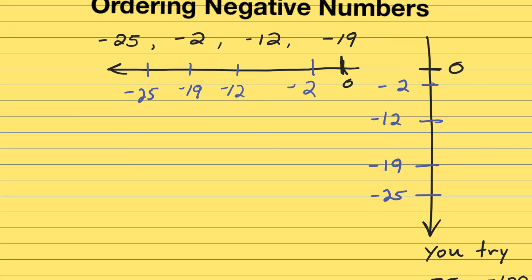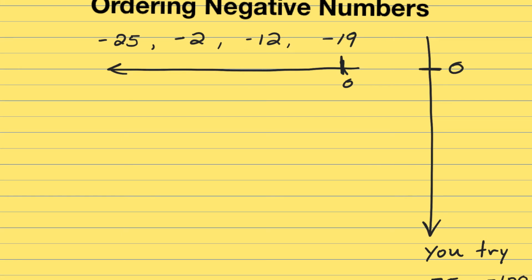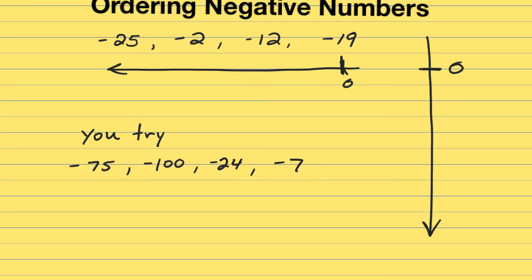Okay? The smallest is the farthest away from 0. So that's an example of me doing it on the horizontal and the vertical. Now you try, and keep thinking: the farther away from 0, the smaller or the lesser the number is. I'm going to get rid of some things here. Okay, I did one. Now I'd like you to try one.